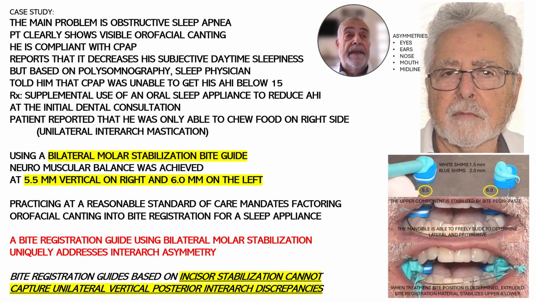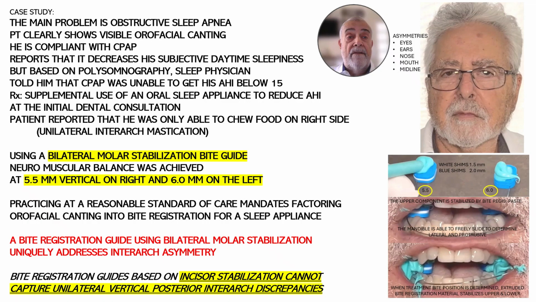He reports that it decreases his subjective daytime sleepiness, but based on a polysomnographic study, his sleep physician told him that CPAP was unable to get his AHI below 15, and the prescription was supplemental use of an oral sleep appliance to reduce the apnea-hypopnea index. The patient also reported that he was only able to chew on the right side at his initial consultation appointment. So this is interesting. We got to deal with that.